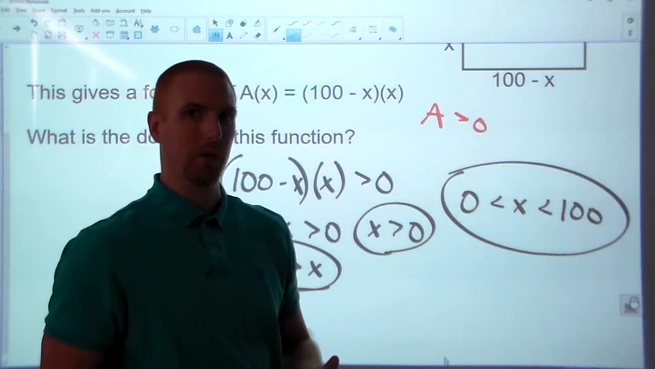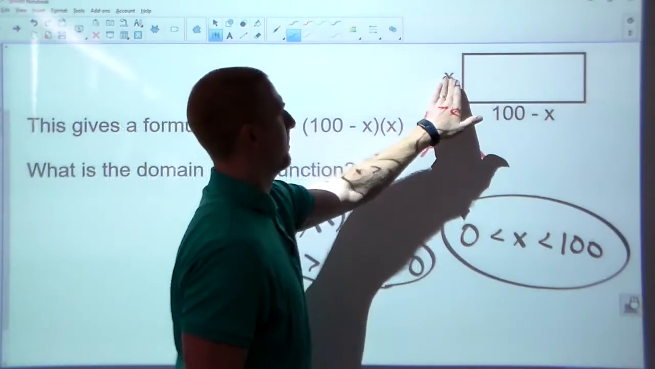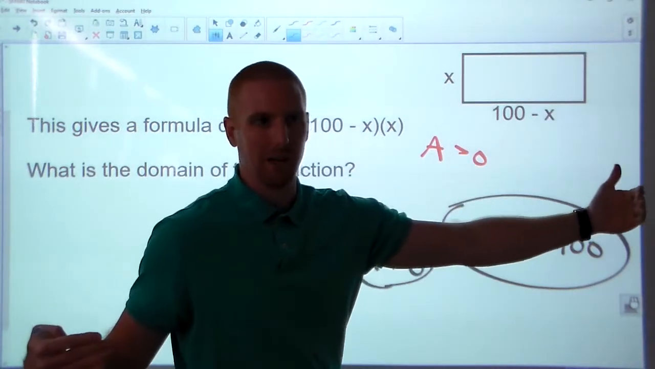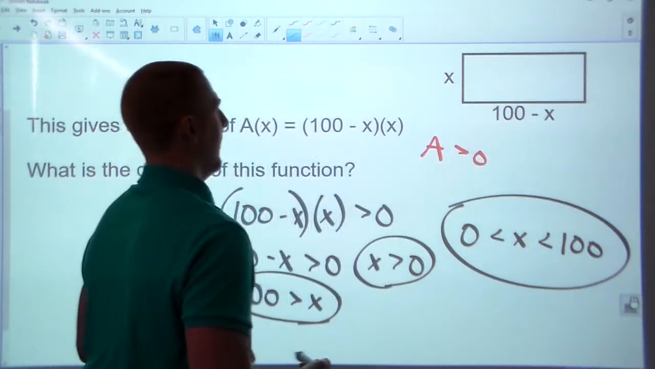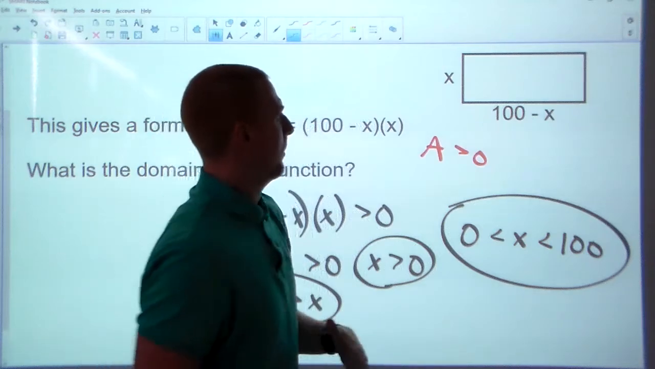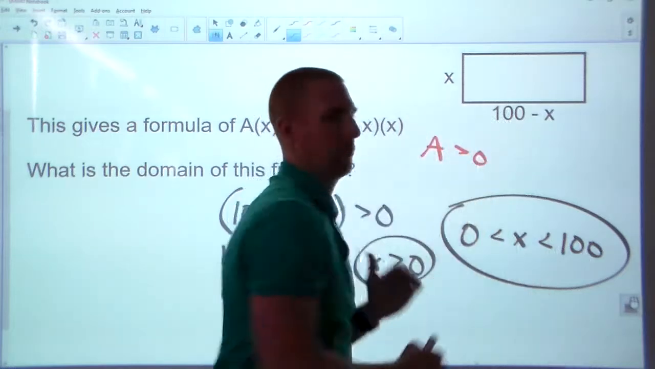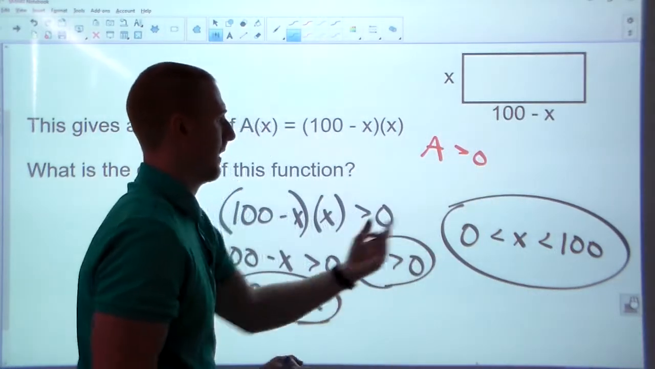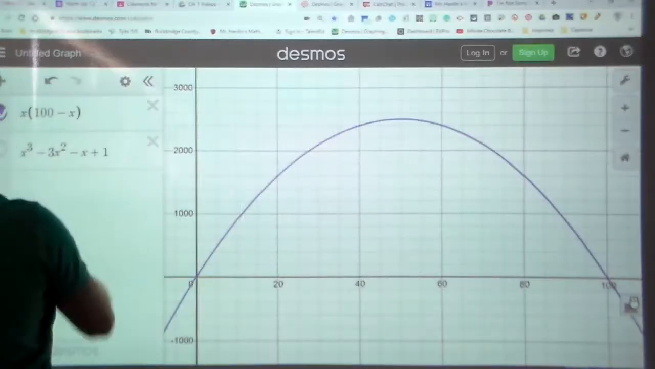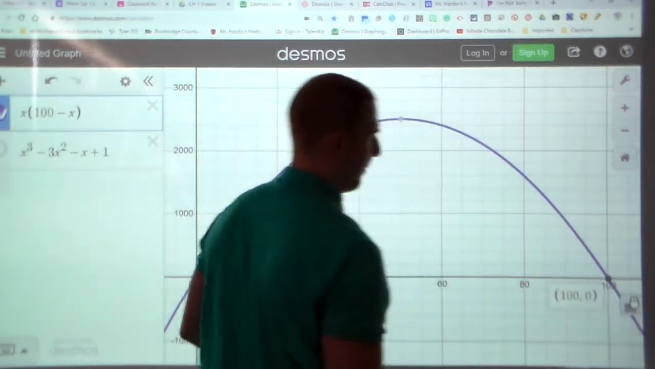It's kind of like the volume problem we did in the last example. If this length x becomes nothing, then the area I'm fencing in is just a line of fence, doesn't enclose any area. And if the bottom side is 100 feet minus x, well, if I've used up all my length this way, now I no longer have any width this way. So same deal, that's why I've got those constraints. And I put it in Desmos just so you can see how it would look on a graph. So from 0 to 100, that's my domain.